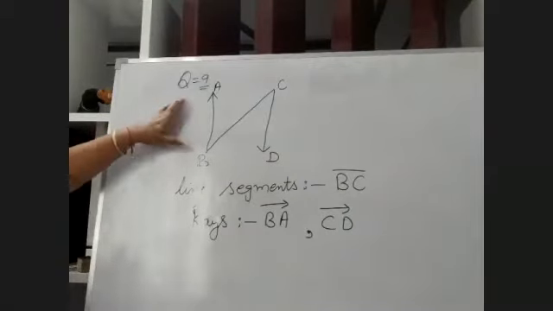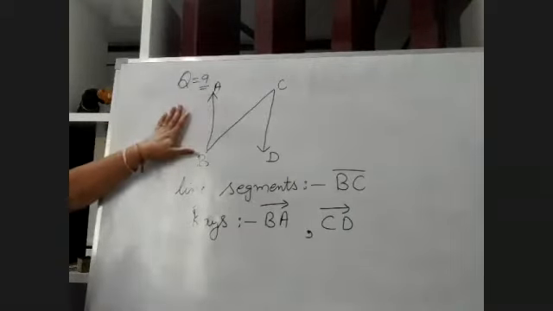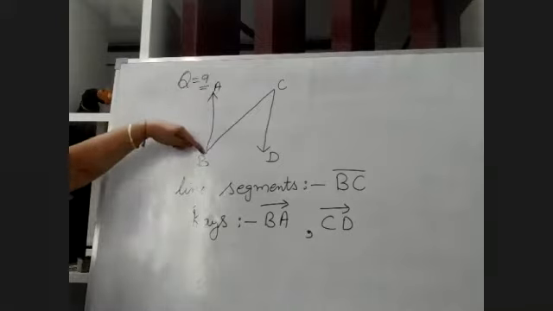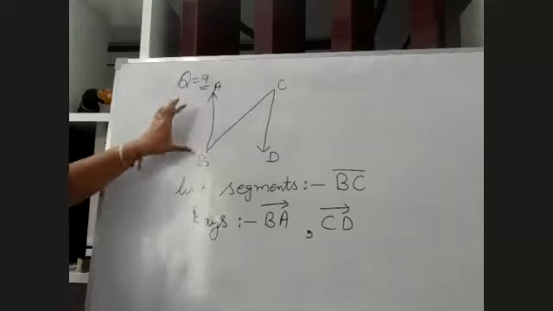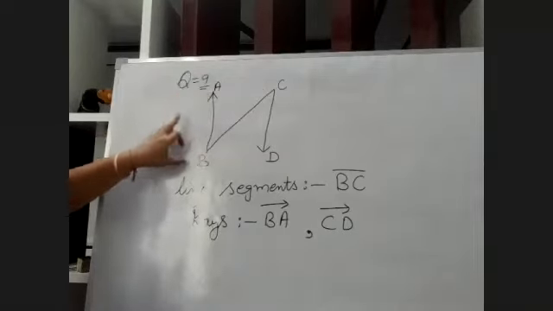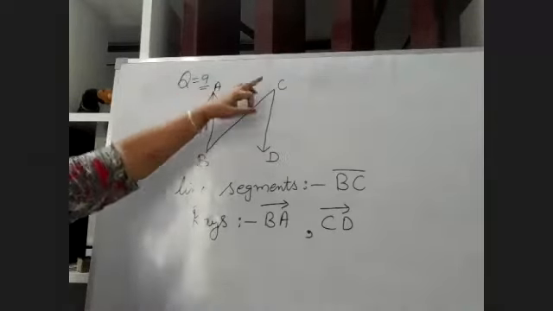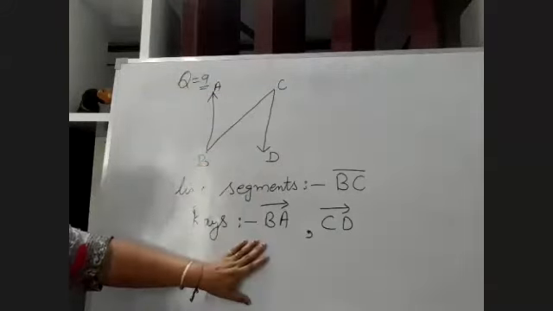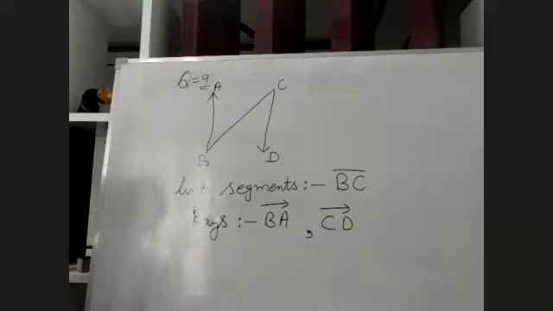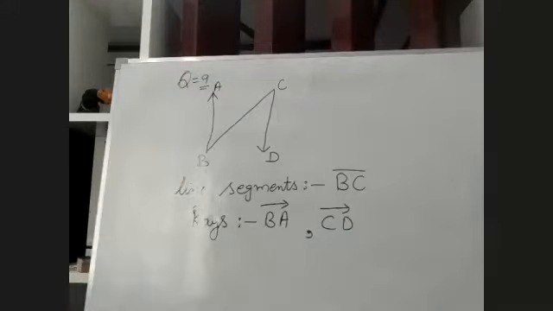In this figure, we have one line segment and two rays. The line segment is BC. This is a line segment. And the rays, first ray BA and CD. One line segment and two rays. Clear, students?